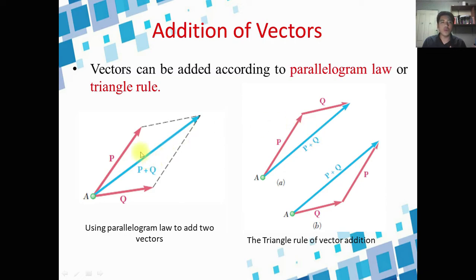Of course, you can also choose Q to be stationary and move P. As long as you are not changing the magnitude and the direction of the vector, you can do that. So this P, I connect to the arrowhead of Q, and it points toward here. Getting the resultant, the P plus Q vector, we still have the same P plus Q. This P plus Q in figure B is the same as in figure A. So that's how we resolve vectors.